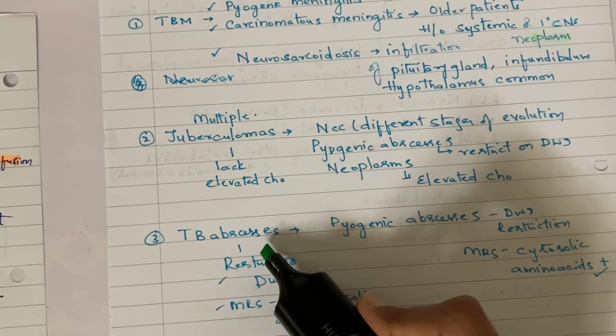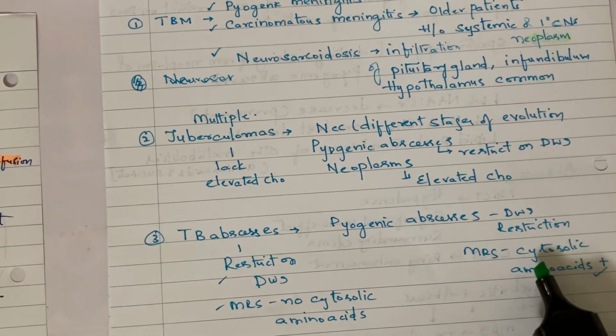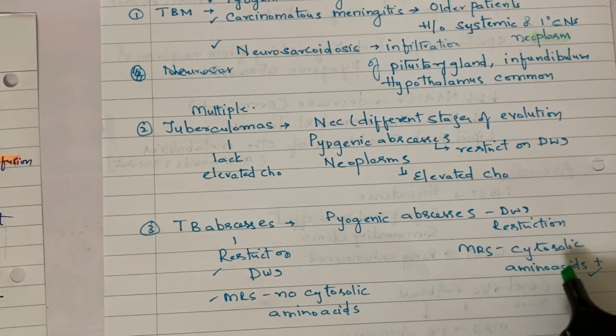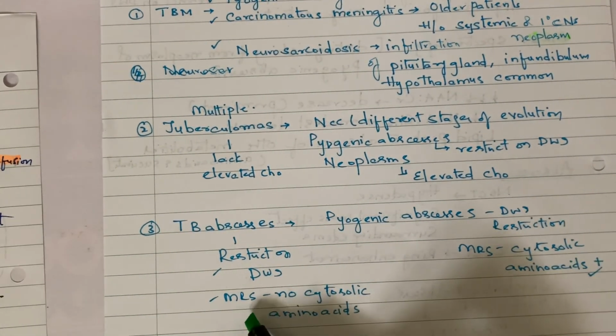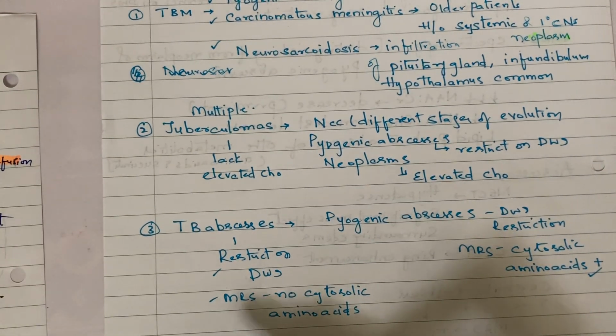Coming to TB abscesses, one of the differentials is pyogenic abscess. Diffusion restriction will be there in both. In pyogenic abscess, on spectroscopy there will be cytosolic amino acids. In TB abscess, there will not be any cytosolic amino acids; only a lipid lactate peak will be there. Thank you.